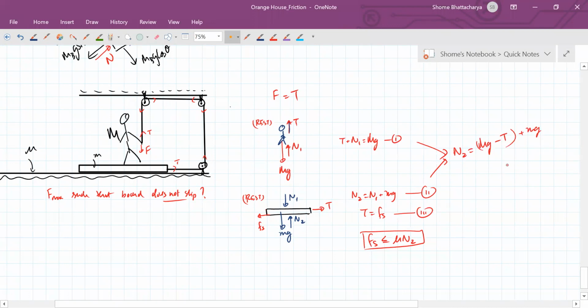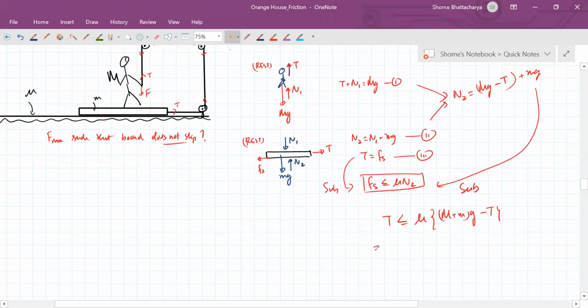Okay. So we will substitute this over here. And the required friction is this, so we will substitute this over here. So T should be less than equal to mu into N2, which is this. Okay. So in other words, 1 plus mu into T, just bring this side, is less than equal to m plus m into mu g.